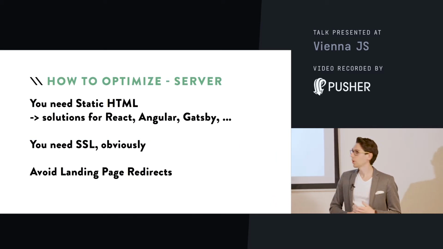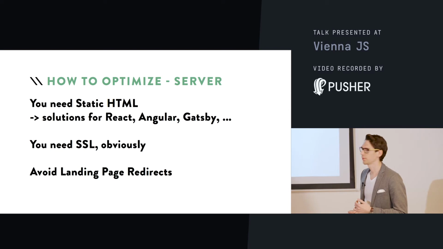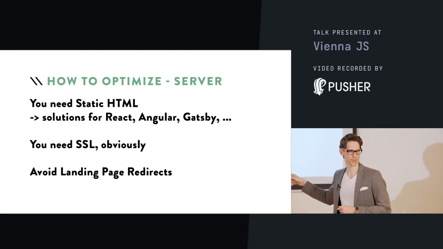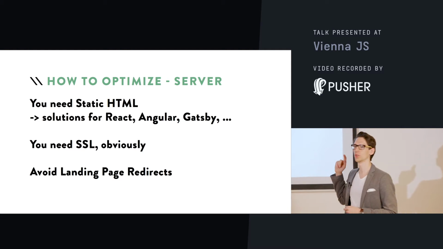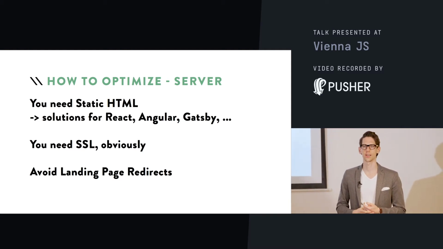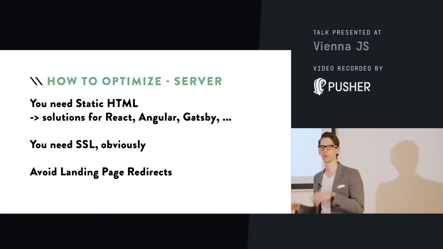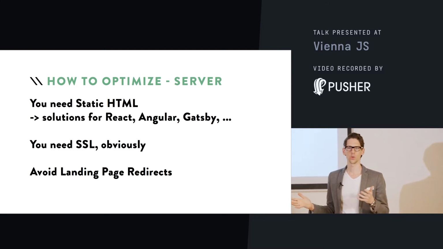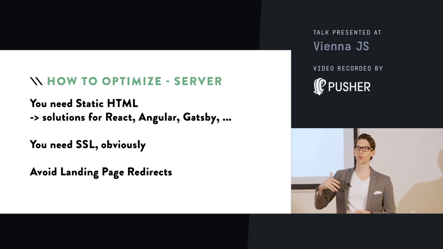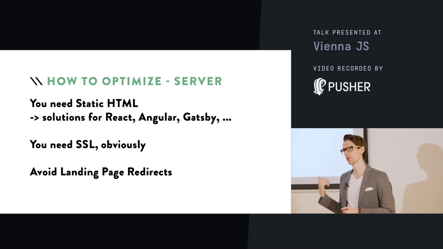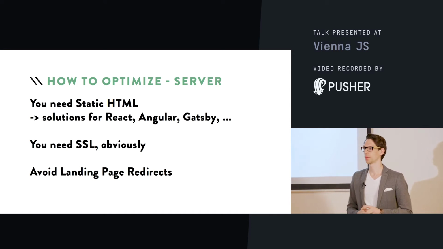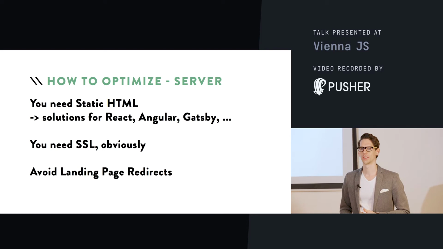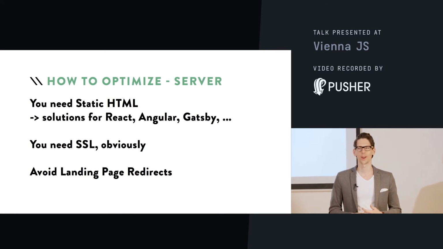Yes, so how to optimize? I'm mentioning a few things on the server, but we're not server guys, so we'll not talk about that too much. The first thing is you need to send out static HTML. So if you have a React app, if you have an Angular app, something like that, you somehow need, and there are many tools out, that you render a first version on the server and send out some HTML, and then the JavaScript should kick in and makes it interactive.